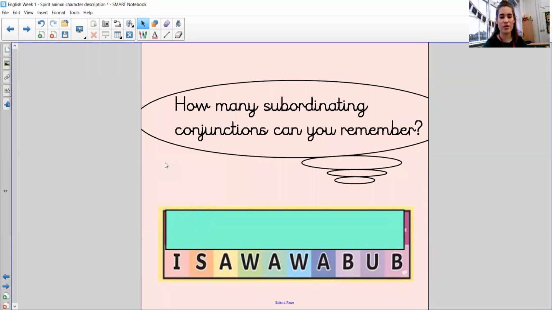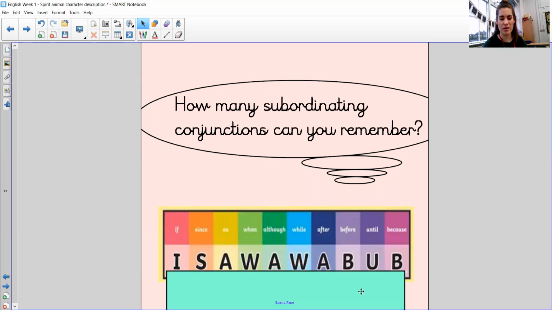So, having a little think then, how many of our subordinating conjunctions can you remember? Now, we used this clue to help us: I saw a WABUB, so you should have seen one of these before in our classroom. Can you remember what each letter of I saw a WABUB, which subordinating conjunction does that stand for? Have a little think. It doesn't matter if you can't remember them all. Just have a little think and see how many of them you can remember. Wonderful.